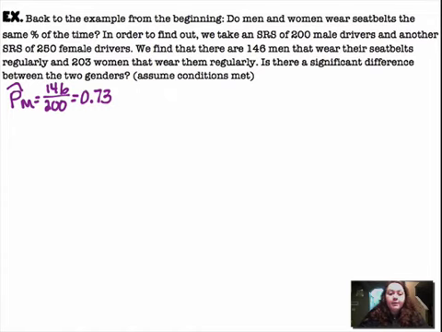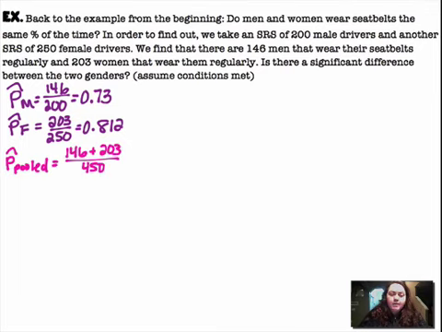Alright, so I'm going to start by finding all my values. So p hat of m equals 146 divided by 200, which is 0.73. p hat of f equals 203 divided by 250, which equals 0.812. And then to get my pooled p hat, it would be 146 plus 203 divided by 450, because 200 plus 250 is 450, which gives me 0.776.